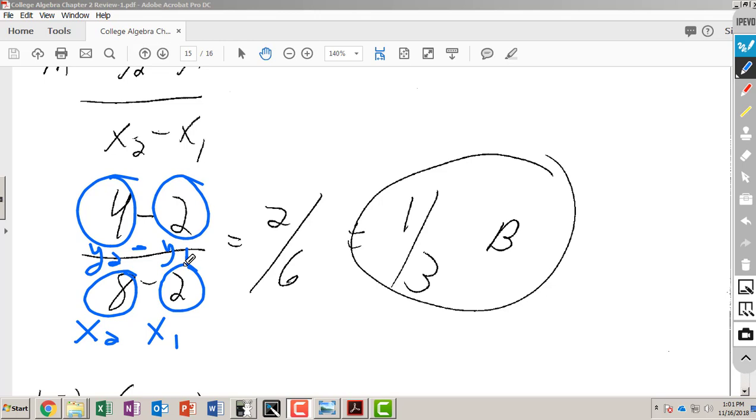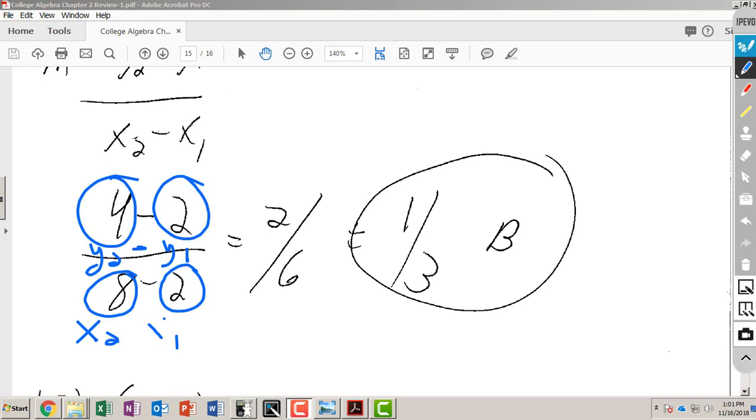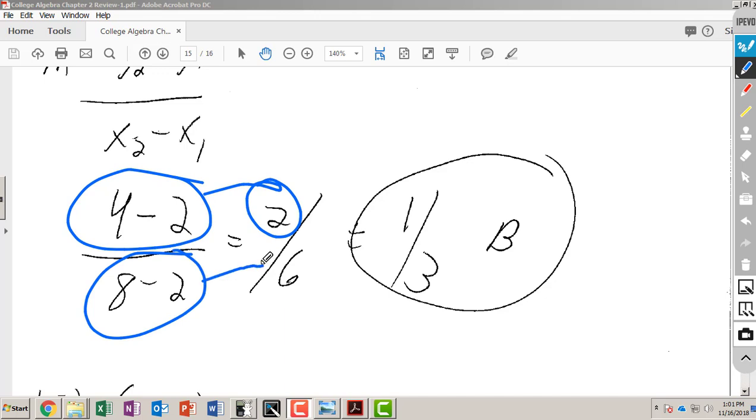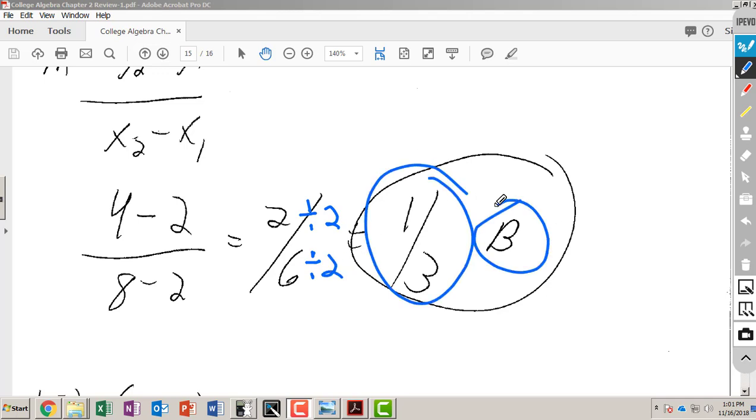Subtracting those, finding that average rate of change, or finding the slope, you get 4 minus 2, which is going to equal 2. And then 8 minus 2 is going to equal 6. Simplifying that down, you divide both the numerator and denominator by 2, simplifying your fraction, and that gives you your slope of 1/3. So that matches with answer B, which has an average rate of change of 1/3.